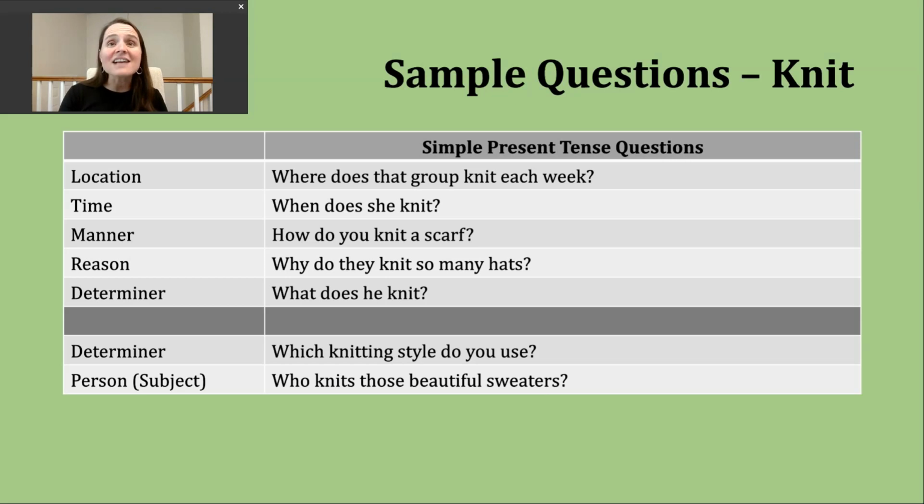Finally, we can ask a question about an object, a thing. We can use the question word what and ask, what does he knit? So here I might be wondering, kind of like, what article of clothing? Is it a sweater? Is it a hat? Is it mittens? Is it a scarf? Right? It could be many things, but I want to know what objects he creates.